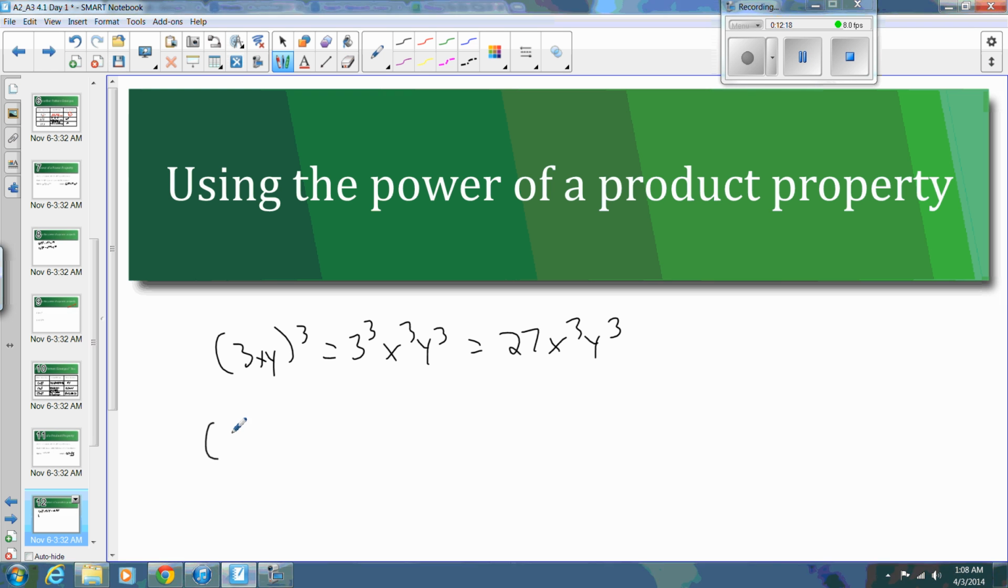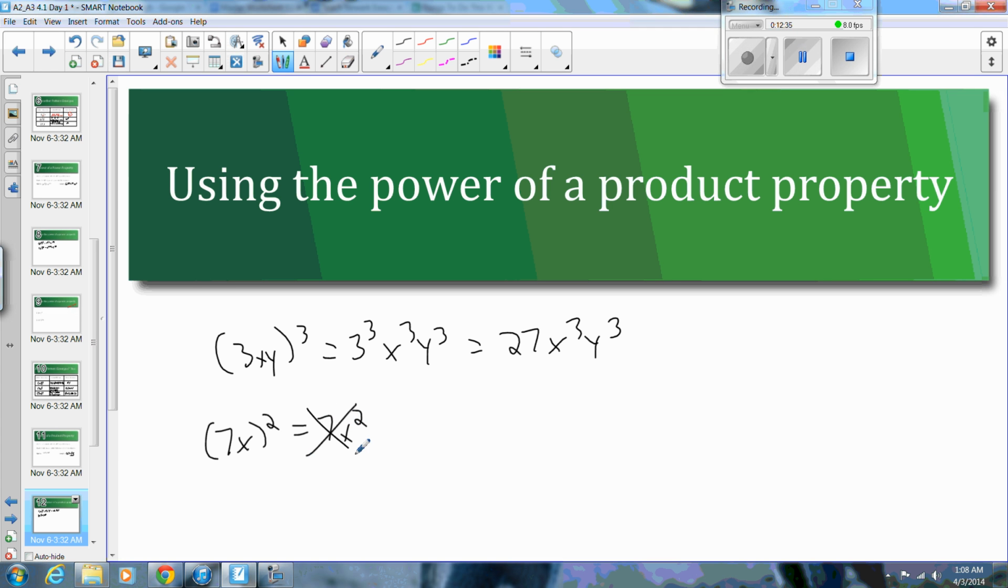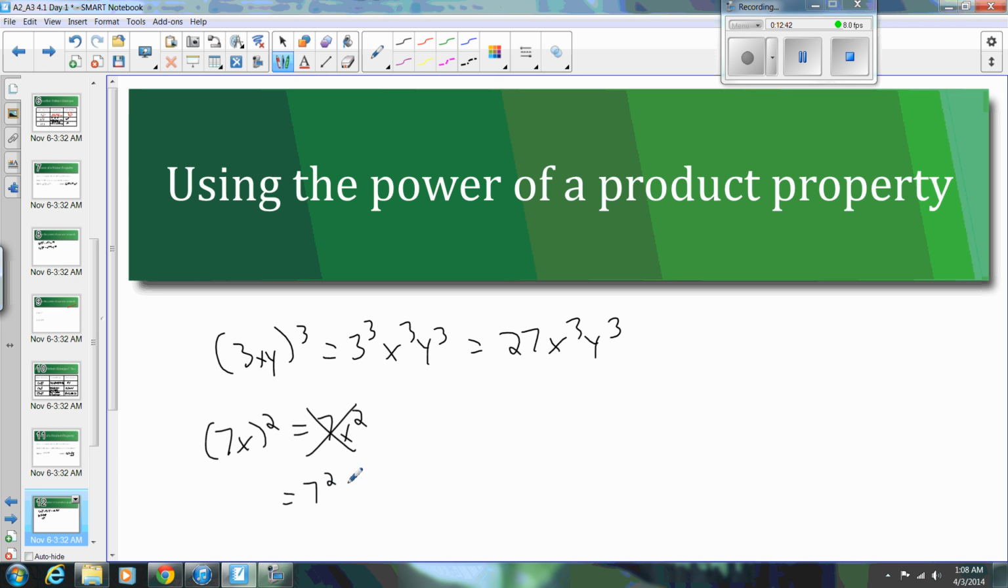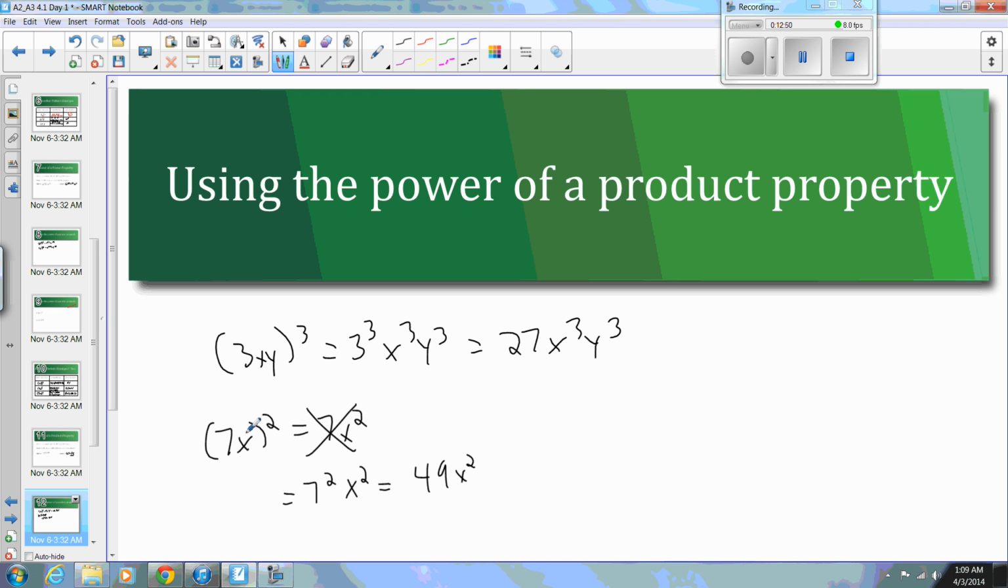Another one, how about let's do 7x squared. And this is going to be 7x squared. What? No, that doesn't make sense. Yes, you're right, that doesn't make sense. Very common mistake here by students. This is why we're addressing this property. Don't forget to square the 7 as well. This is 7 squared x squared, which is 49x squared. So you're not just squaring x. If the entire thing is in parentheses, you have to square 7 as well. So that's the point of this property.